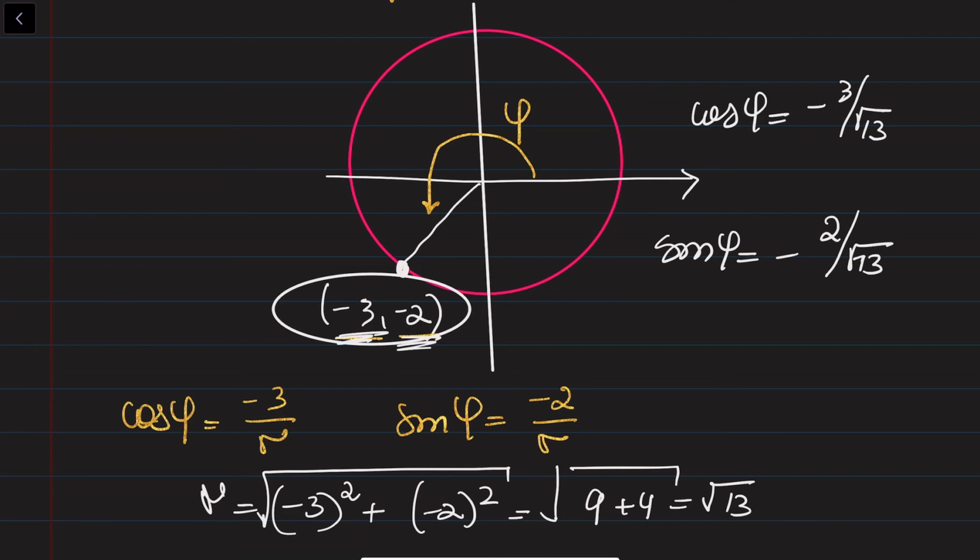But you need to always remember that you need to scale them. So essentially, you need to divide the x and y coordinates by the so-called radius, which is simply the x-coordinate in the square plus the y-coordinate in the square, and taking the square root.